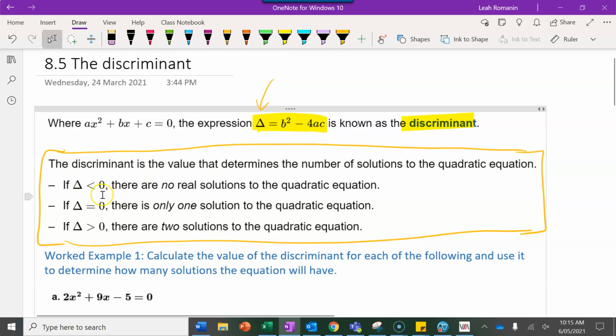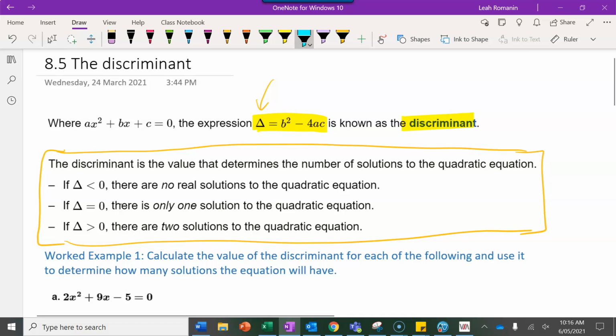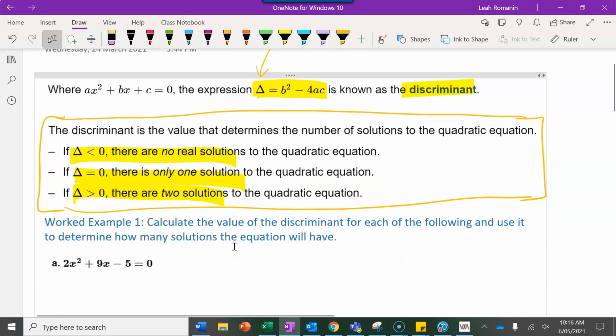So this first one says that if the discriminant is less than 0, it has no solutions. Because remember that b squared minus 4ac is inside the surd. We can't have the square root of a negative number. So that makes sense that if the discriminant is less than 0, we have no solutions. If the discriminant is equal to 0, there's only going to be one solution. And if the discriminant is greater than 0, we have 2.